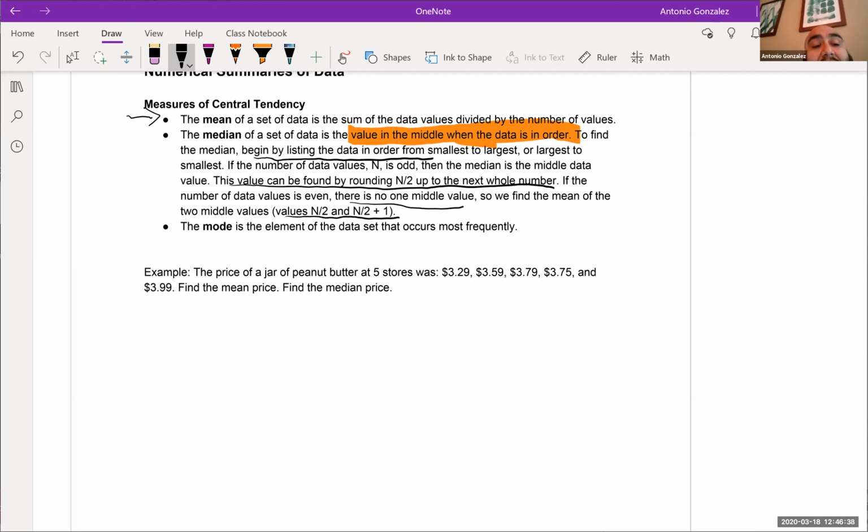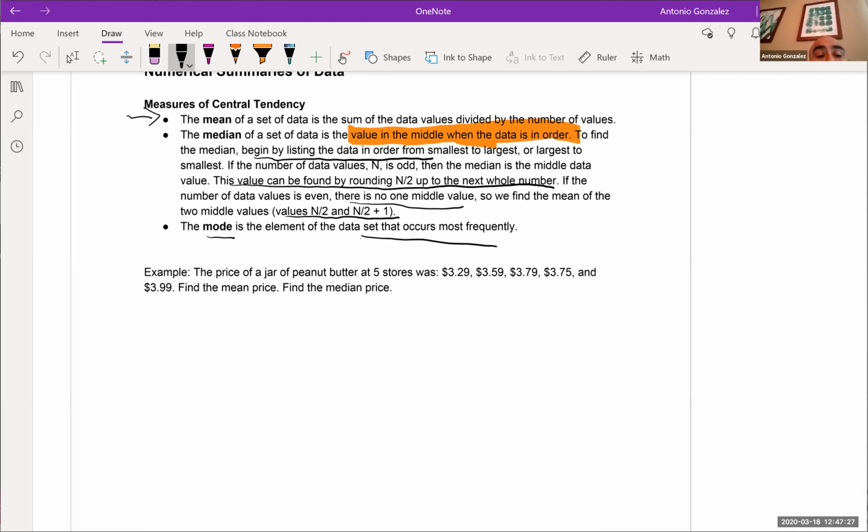All right, and then the last measure of central tendency here is what's called the mode. The mode is the element of the data set that occurs most frequently. So if you had a bunch of data values and let's say there were 5 twos that showed up and that was the highest count, then 2 would be the mode. The mode is not as useful when dealing with quantitative data, numerical values. When we're dealing with qualitative data, like favorite color or browser, like we had in the first example when we started this section, then it makes more sense to use the mode.